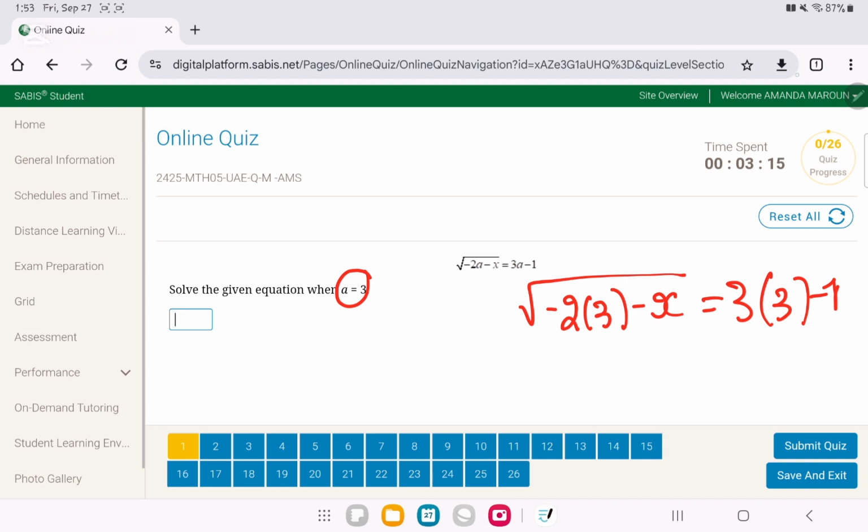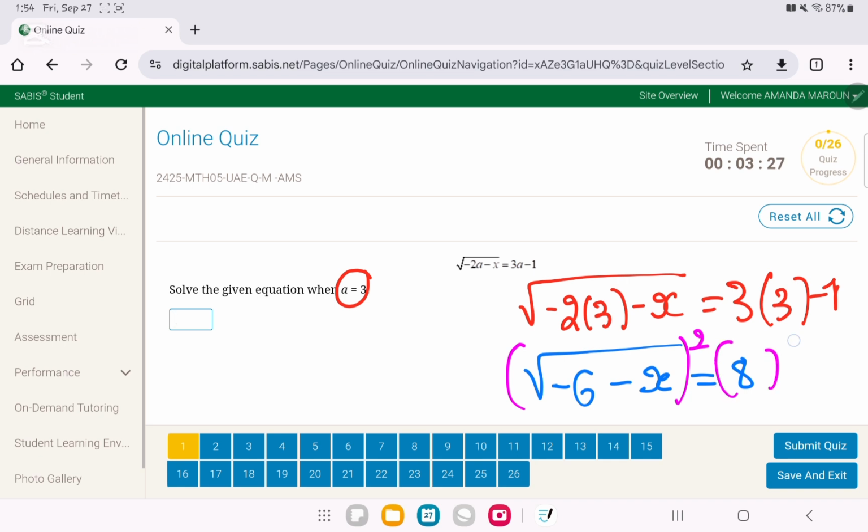Then, if you solve it even more, it's gonna become radical minus 6 minus x is equal to 8. Now, how do you get rid of the radical? You just have to square it. So, radical minus 6 minus x squared will give us minus 6 minus x. And then 8 squared will give us 64.